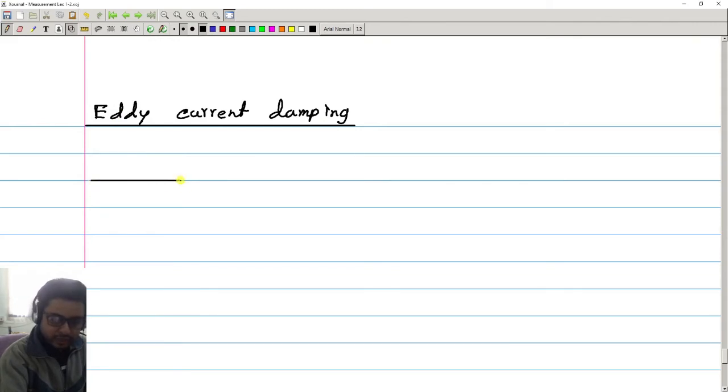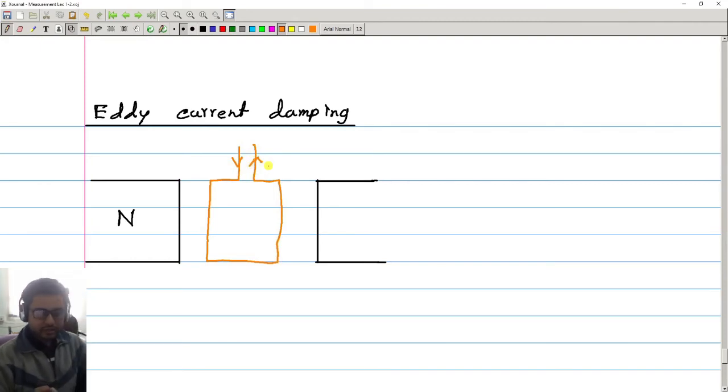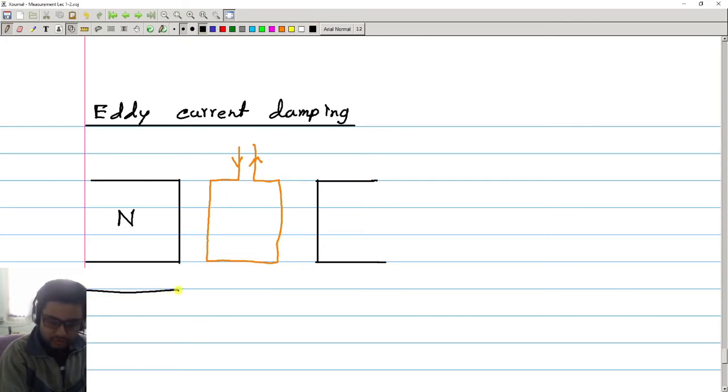So remember the PMMC instrument, north, south, we have a coil. Let me draw only one turn. It carries current, and also let me draw the top view. I may need it.